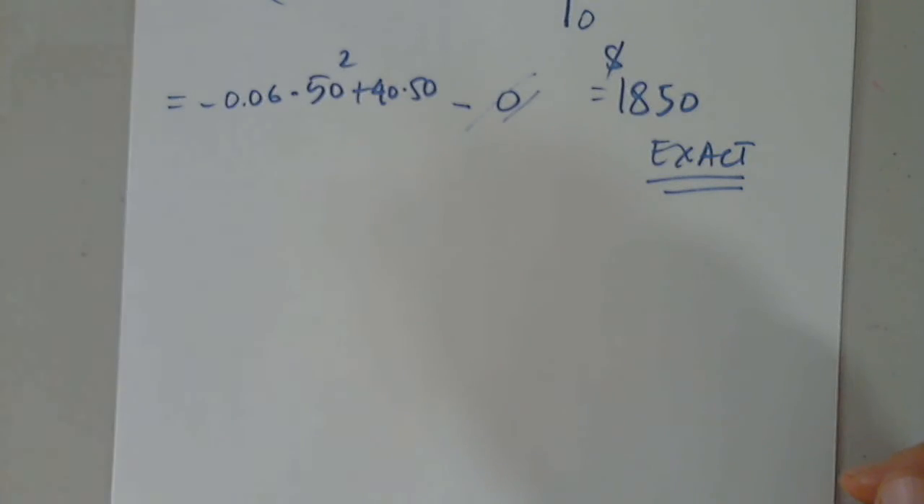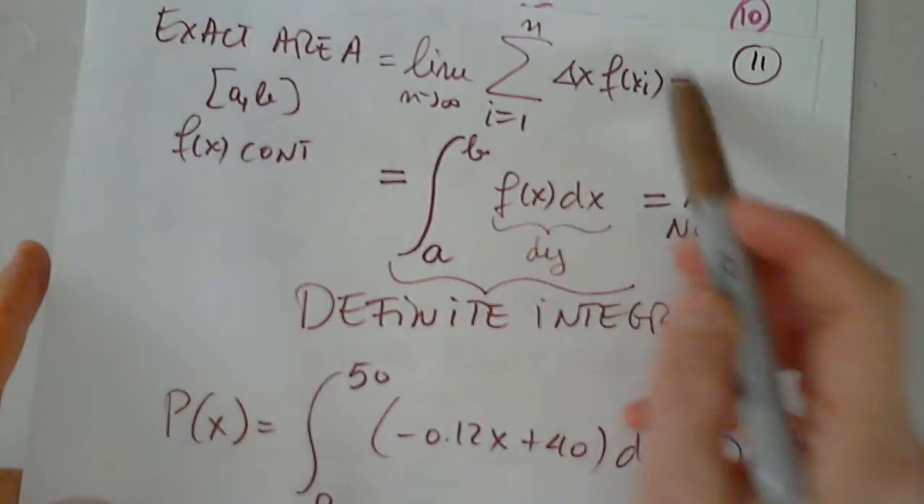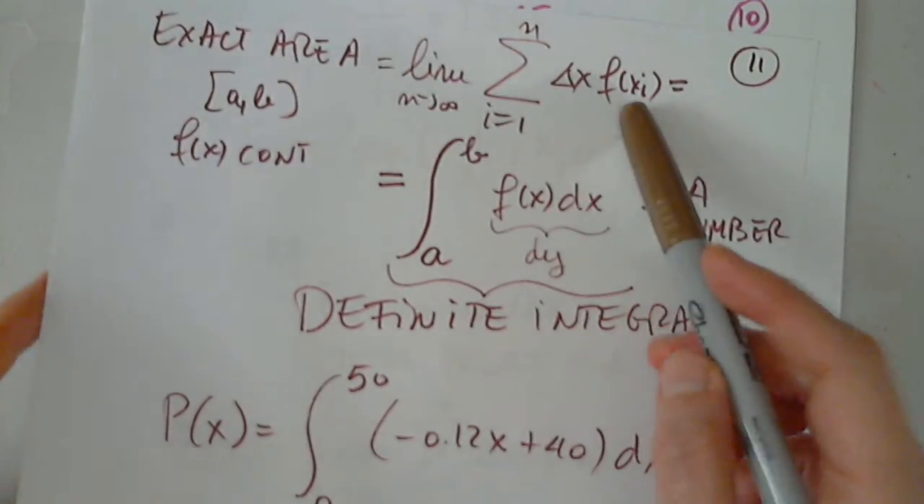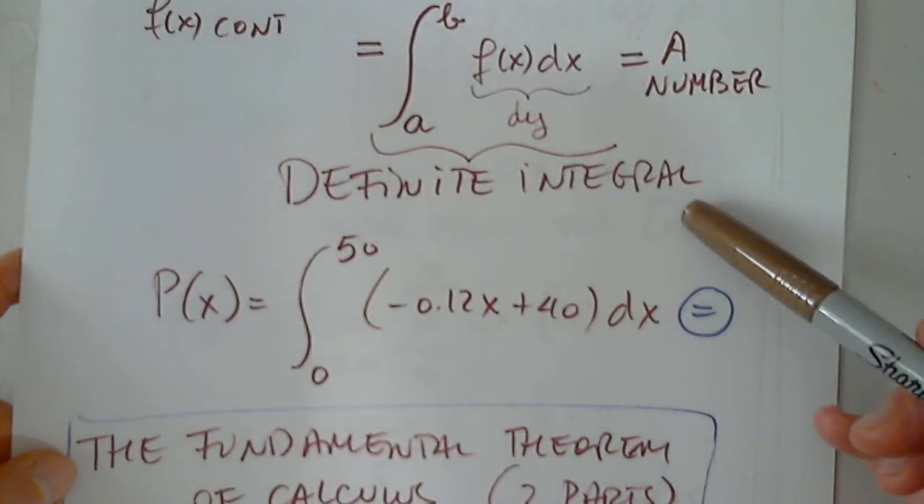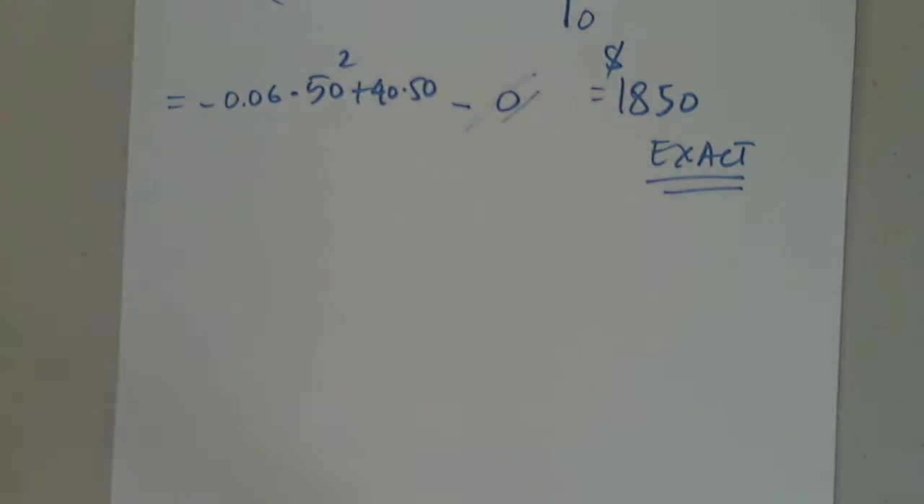Either the limit of the Riemann sum, which we cannot determine for this function, we don't know how to determine this, or the definite integral, which is so much easier. Anyway.